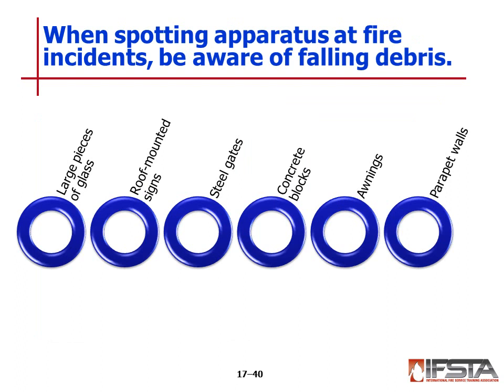When spotting apparatus at fire incidents, be aware of falling debris: parapet walls, awnings, concrete blocks, steel gates, roof-mounted signs, large pieces of glass.